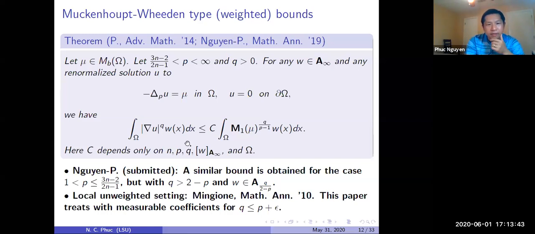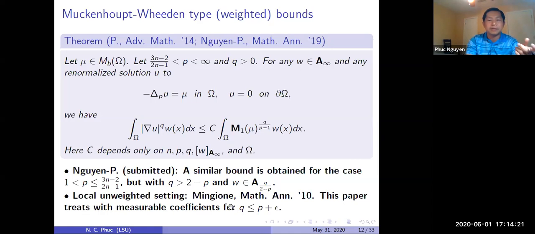And I should mention that the use of the first order fractional maximal function to control the renormalized solution to the p-Laplace problem with measure data was perhaps first done in the work of Min and Phuc in 2010. You can find that this kind of estimate, at least for the unweighted case and only local, in the case when p is bigger than 2. In that paper, you can see that there is some restriction on q, say q is less than or equal to p plus some small epsilon.